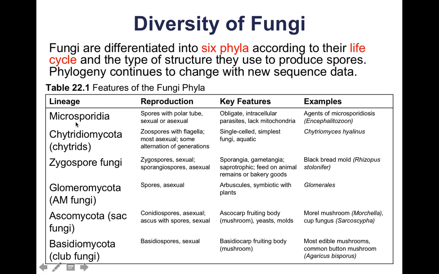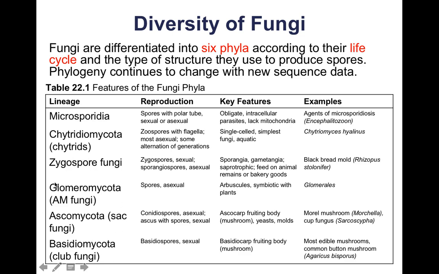So this first lineage here, called Microsporidia, was actually first thought to be a protist for a long time, and it was only when DNA sequence data came out that it was determined that it was really a fungus and not a protist. And then we have the chytrids, the zygospore fungi. This group here is still being worked out, so this might change even in the next decade or so.